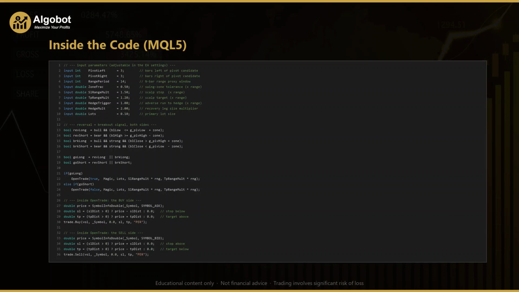Inside open trade, the buy side reads the ask price, places the stop below entry and the target above, and calls trade.buy. The sell side reads the bid, places the stop above entry and the target below, and calls trade.sell. So each side is a clean mirror of the other, with stops and targets sized from the same range proxy. That symmetry is what lets the strategy treat long and short opportunities even-handedly.